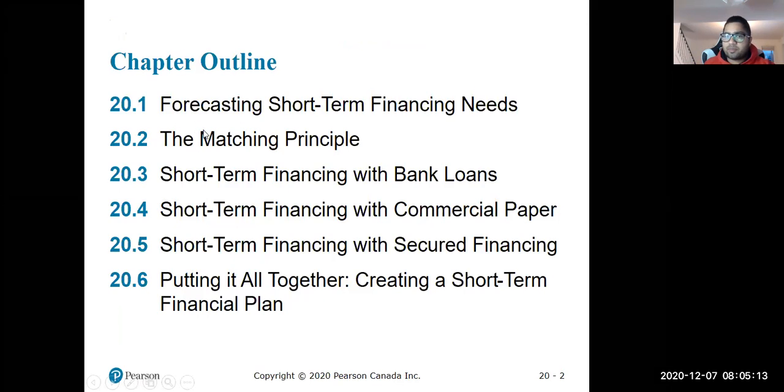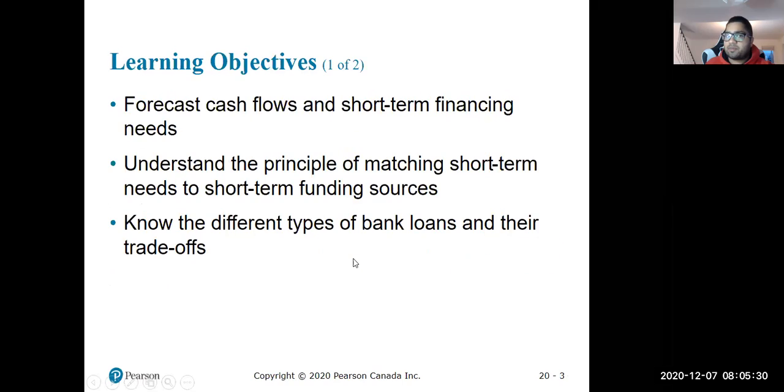We are going to discuss forecasting short-term financial needs. We are going to discuss the matching principle. We are going to discuss short-term financing with bank loans, short-term financing with commercial papers, short-term financing with secured financing, and we'll create a short-term financial plan.